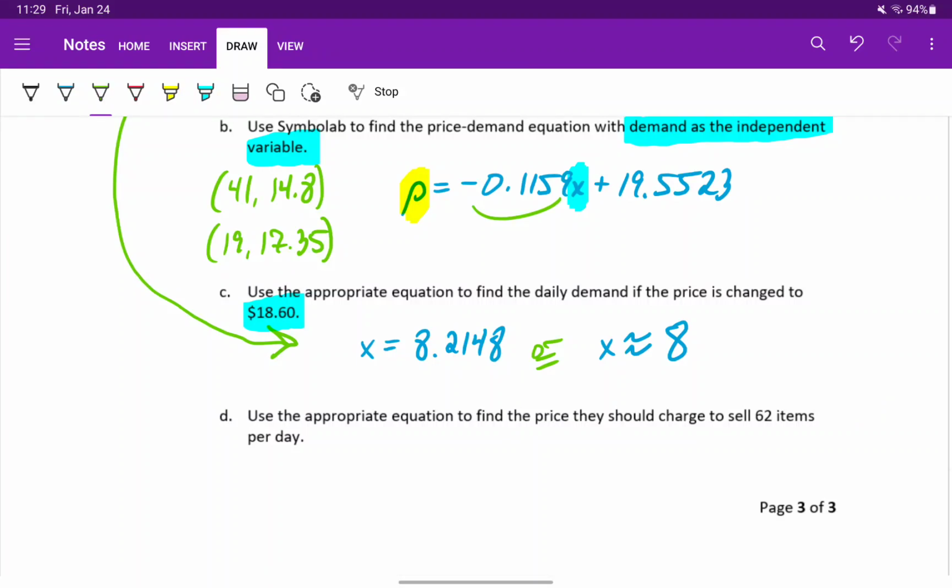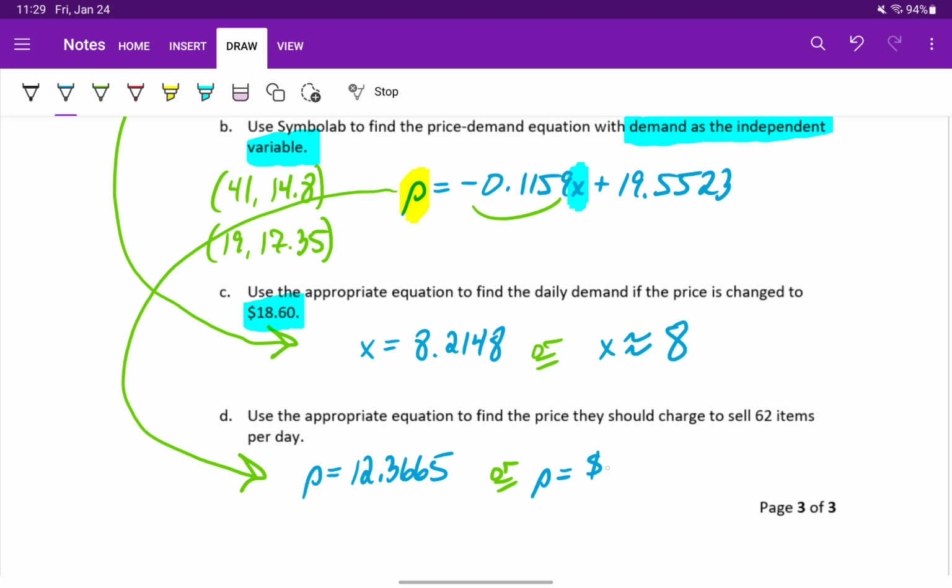In part D, we'll want to use our equation from part B, because that one is set up to let us plug in a value for X, the number of items sold, which in this case would be 62. So we could use a similar process. We would plug in 62 for X and generate a result of P is equal to 12.3665. But P represents the price we're charging for an item. So in this case, P would be $12.37. And what we're saying is, if we charge $12.37 for this item, then we should be able to sell 62 items per day.